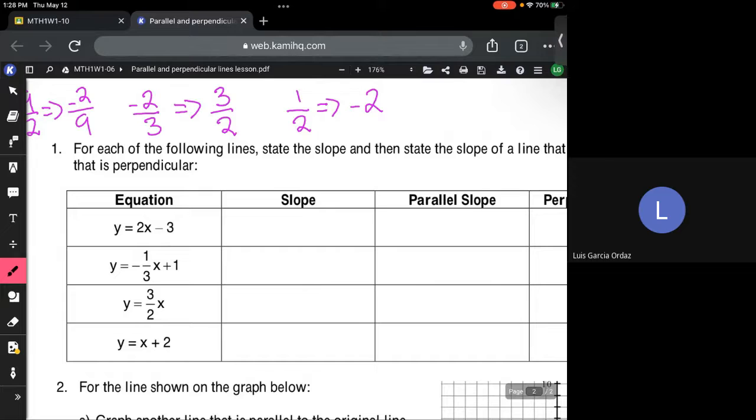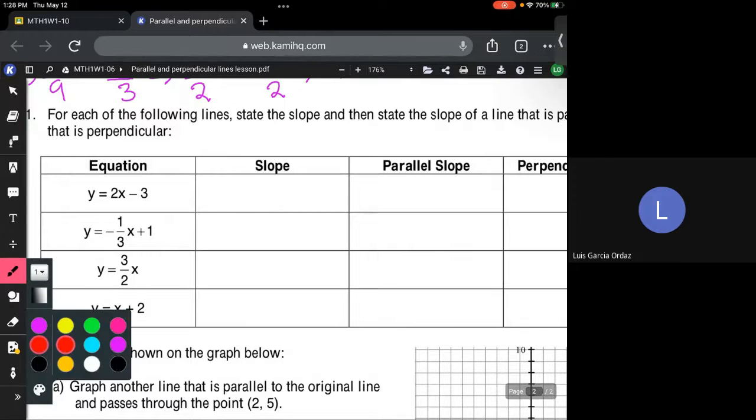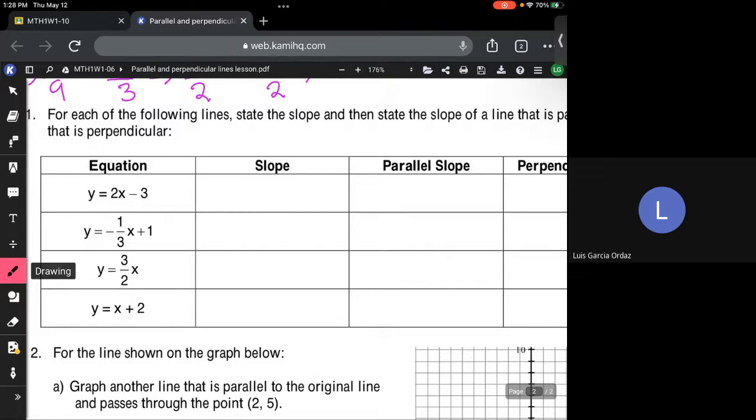Thank you. So we have our chart here. I just want to state the slope of the actual equation. We're going to say what the parallel slope is and then what the perpendicular slope is. So what's the slope for the first equation, y is equal to 2x minus 3? What's the slope?